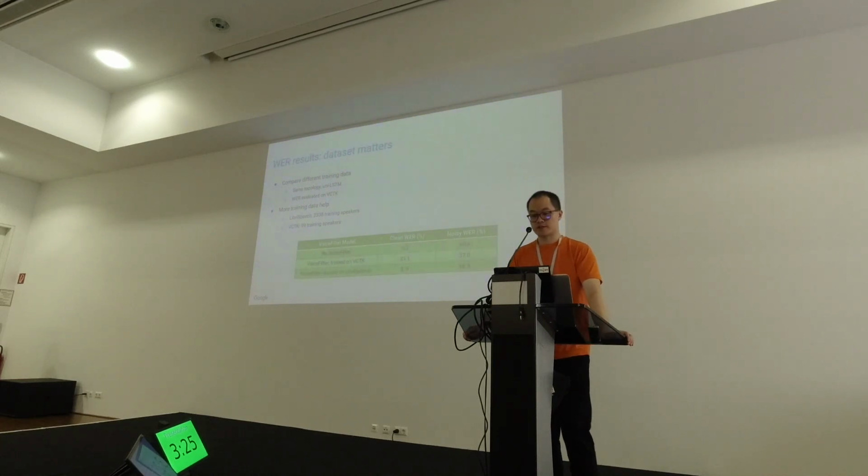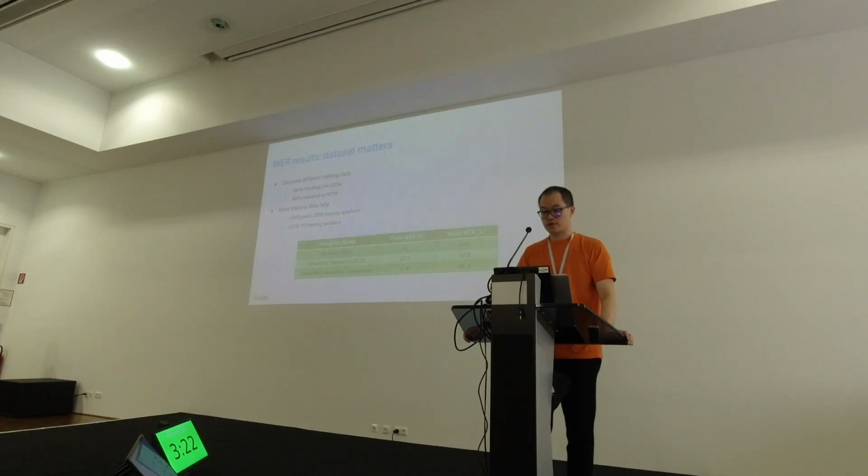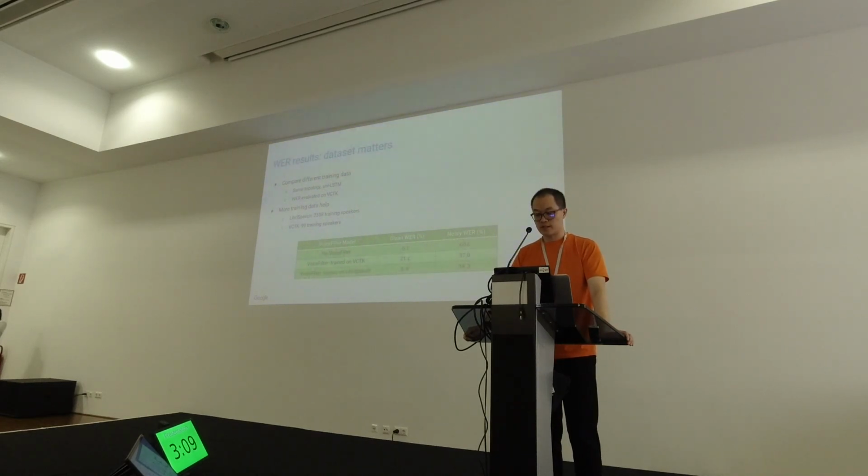We also try to fix the network topology and use different training data. We found that even if we evaluate on VCTK, we have better performance when we train on LibriSpeech instead of VCTK. So this is very interesting. This is because VCTK has too few speakers, only 99, while LibriSpeech has more than 2,000. So the size of the dataset really matters a lot.